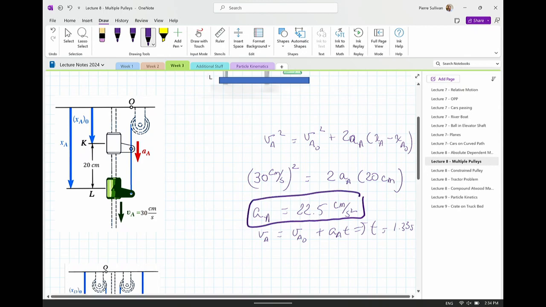So if I solve through for that, I'll have the acceleration, just calculate 30 squared divided by 20 divided by 2, divided by 40 in the end. I'll end up with 22.5 centimeters per second squared. Now, if I then take that acceleration, put it in, calculate the time, I will get the time it took to go from K to L, which is 1.33 seconds.